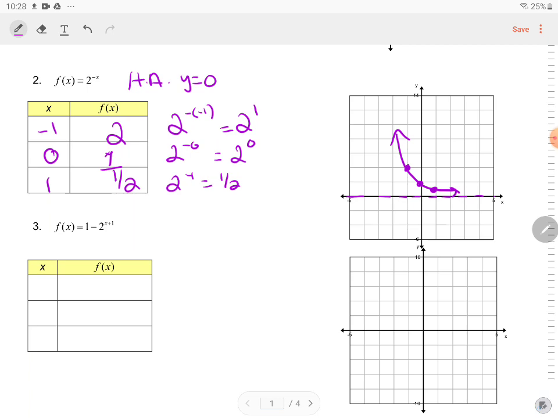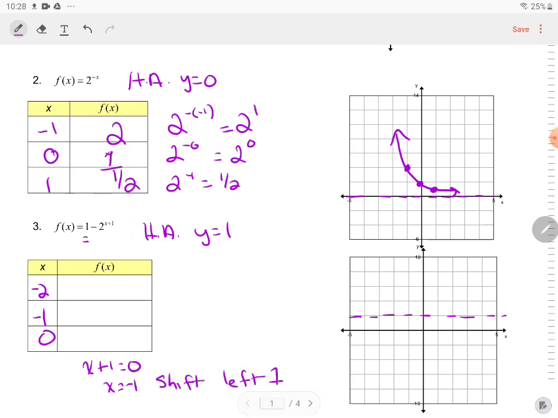Okay, number 3, there's a number here, this 1. So my HA is y equals 1. Also notice the x plus 1. With the x, that means it's going to shift left 1. So the first thing I'm going to do is graph the asymptote. Now, because it shifts 1 to the left, I'm going to do -2, -1, and 0. So where did -1 come from? If you take your x plus 1, set it to 0, you get x equal -1. That means we're going to shift left 1.